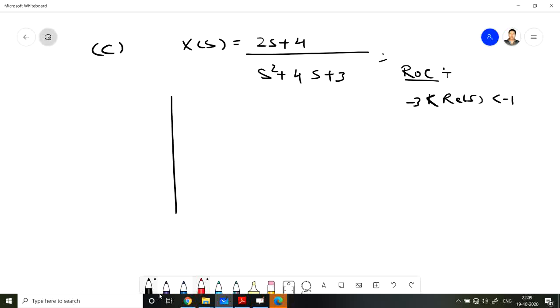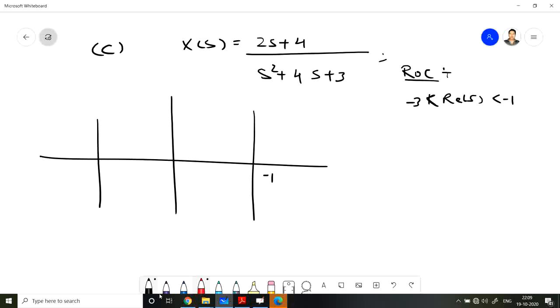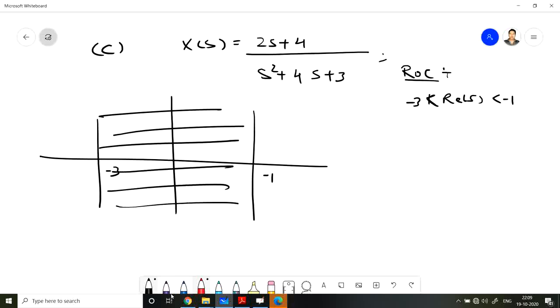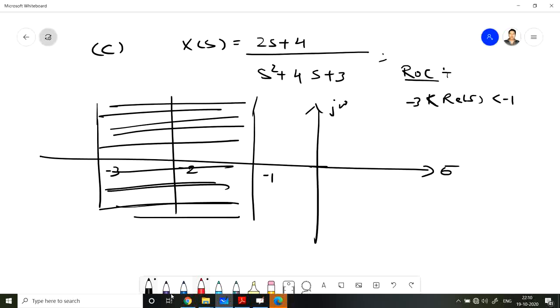So the ROC is between -1 and -3. On the s-plane, this is sigma, this is j omega, and this is -2. So the ROC is between -3 and -1.